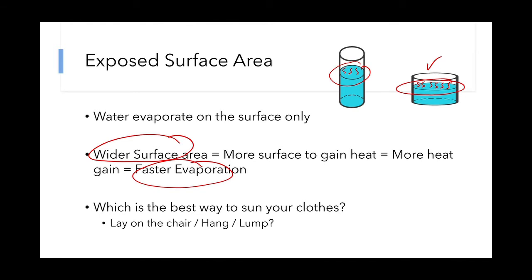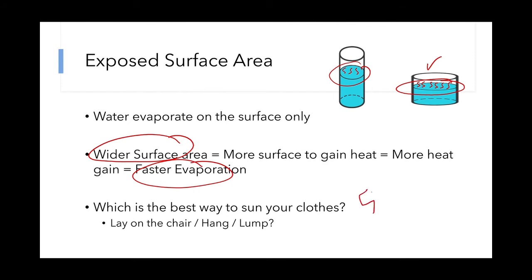So again, if you have helped out with your household chores before, you realize that when we sun our clothes, we sun it in a way, I mean you can do it in a lot of ways. You can just take it out from the washing machine in one huge lump and just leave it there, but why don't we do that? Why don't we just leave our pile of clothes there? Why must we hang it? That is because when you hang it, the surface area is bigger.